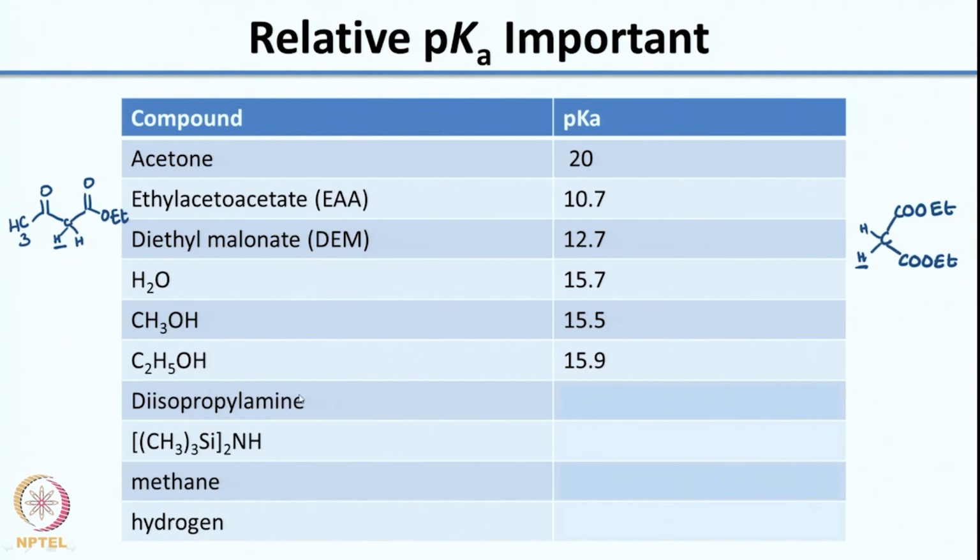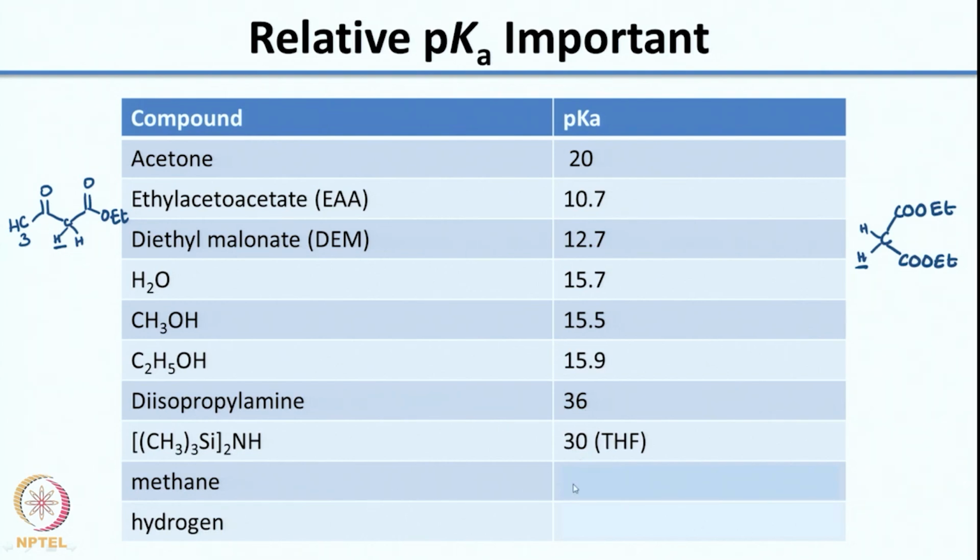Now let us look at these two: diisopropylamine, and then you have another amine, but here you have two silyl groups next to the amine. When you look at the pKas of these, they would be significantly higher than that of ethanol or methanol, because you are generating the N minus ion here and you have releasing groups on both sides. So their pKas, as you can see, are 36 and 30.